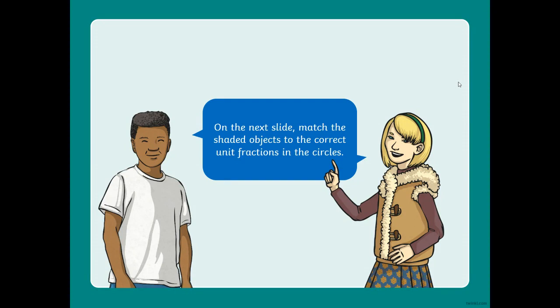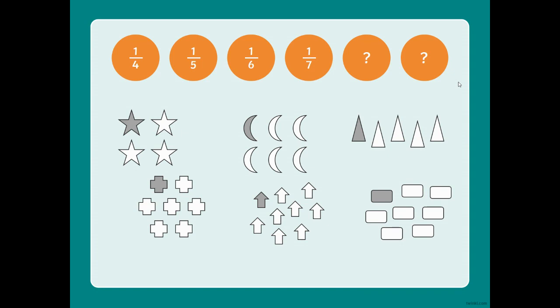On the next slide, we're going to match the shaded objects to the correct unit fractions in the circles. Before we go on, what is a unit fraction? You remember when we learned about unit fractions, I said, look up on the math word wall, what is unit and what is fraction? We know unit meant one, like when we're talking about base 10 blocks, rods and units. A unit means one. And fractions are parts of a whole. So if we have a unit fraction, it is one part of the whole, just one piece.